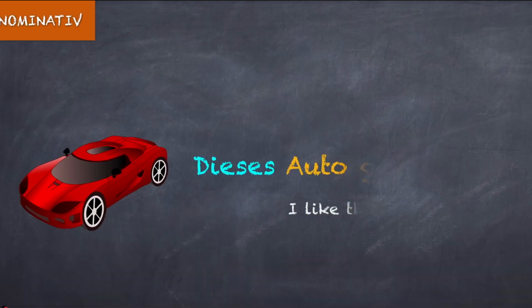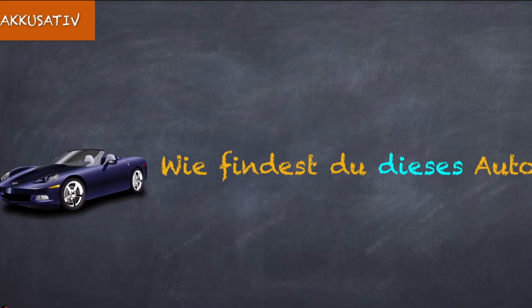Even in the accusative case, we use the same demonstrative article. Wie findest du dieses Auto? Du is the Nominativsubjekt and dieses Auto is the accusative object. Since the definite article remains the same in the case of nominative and accusative for neutrum, even the demonstrative article remains the same. For both the cases, nominative and accusative, we use dieses.